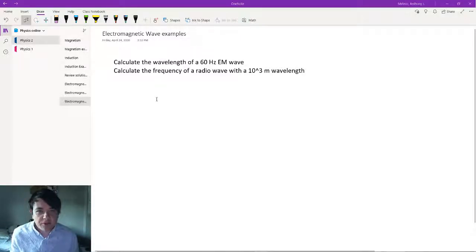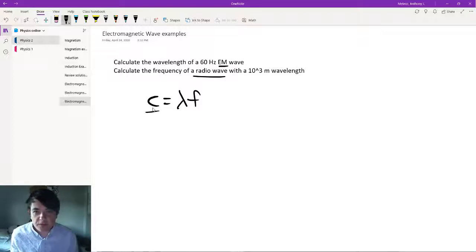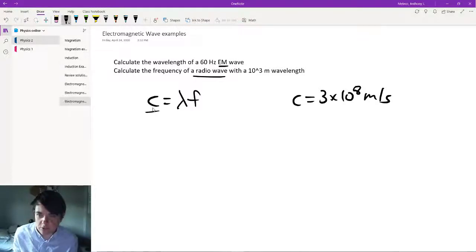To solve these types of questions, if you have one and not the other, use the relationship between frequency, wavelength, and the speed that the wave propagates. Because we're talking about EM waves here, they'll propagate at the speed of light, C, 3 times 10 to the 8 meters per second. If you're not told that it's moving in a material with less of a speed, then it'll just be the vacuum speed of light.